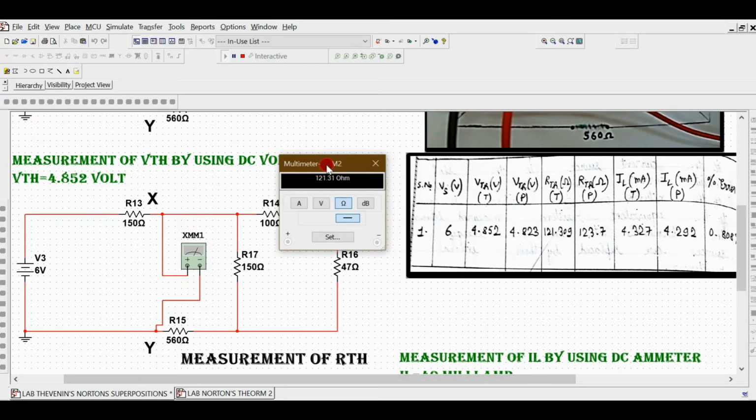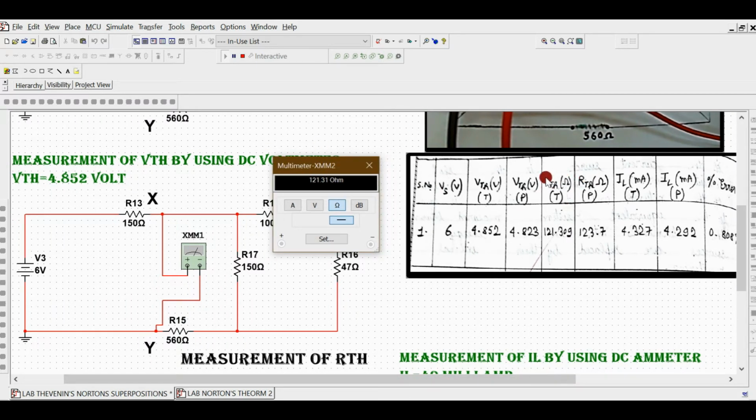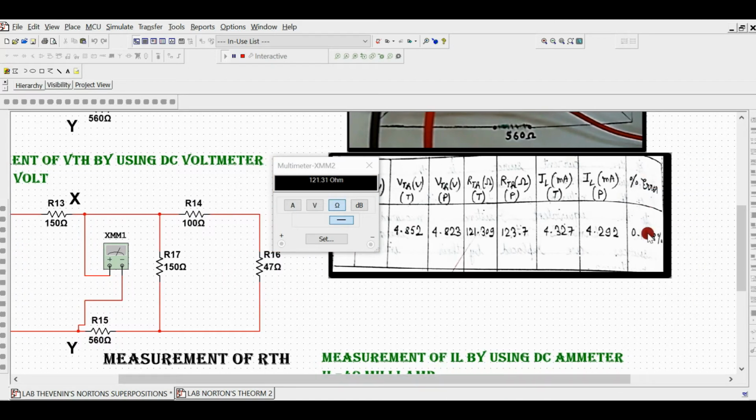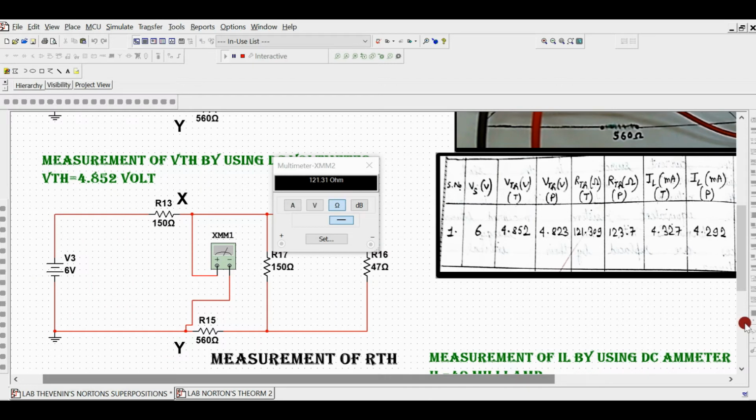So see in the table, in the RTH section, this one is the calculation: by calculation 121.309, and this is the answer by measurement, 121.31 ohm. So this is again exactly the same answer. Also, if there is any difference you can calculate percentage error at last. So guys, till now this is exactly the same. So again we have verified this RTH, it is correct.